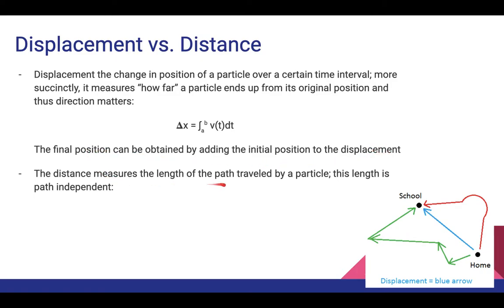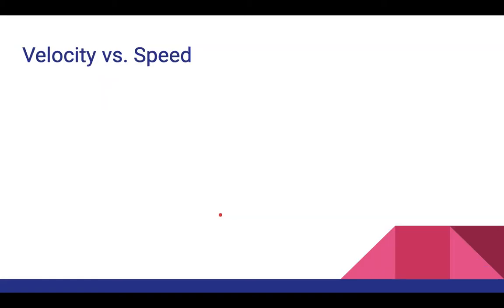The distance measures the length of the path traveled by the particle. This length is path dependent, because it depends on the path that we take. AKA the green path is longer than the blue path, and then the red path is obviously a different length from the green and blue path. Since the distance does not depend on the direction, it's given by the integral from t equals a to t equals b of our speed function. Again, speed is just the absolute value of our velocity function.